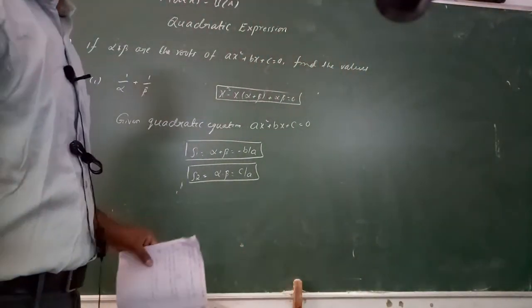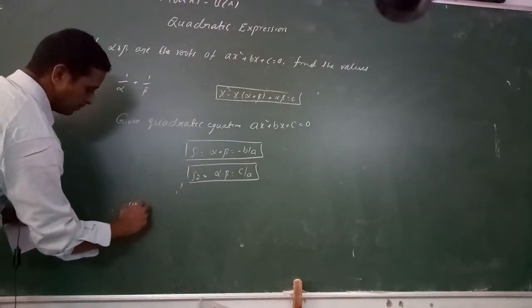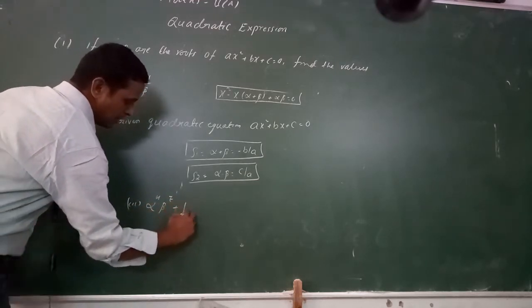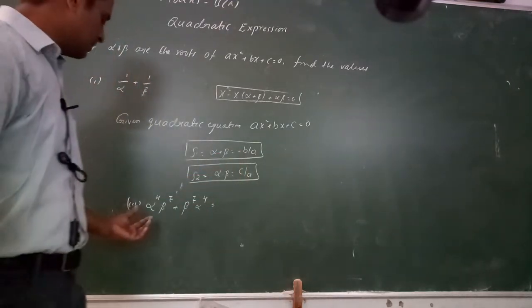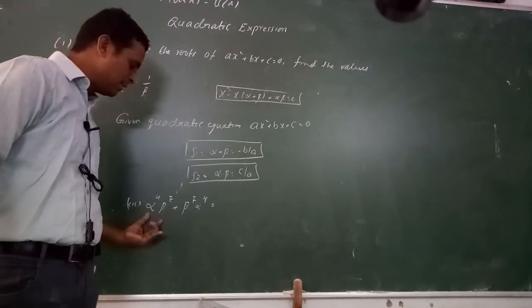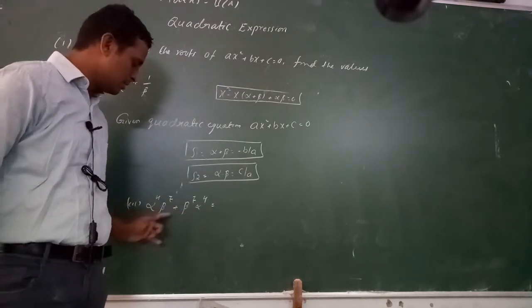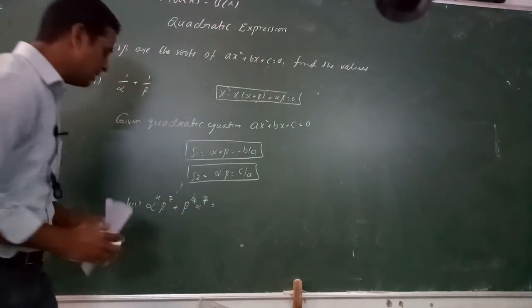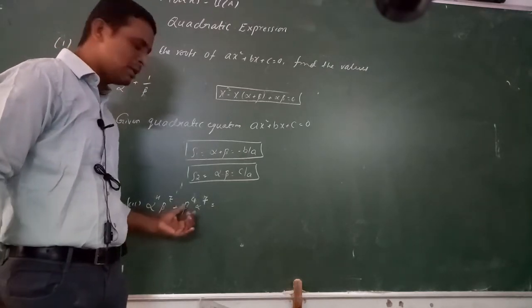Now, first problem: alpha power 4 beta power 7 plus beta power 4 alpha power 7. Here observe the degree 4 and degree 7 given. But here alpha power and beta power are given. What is the common here? Alpha power 4 and beta power 4 are common.